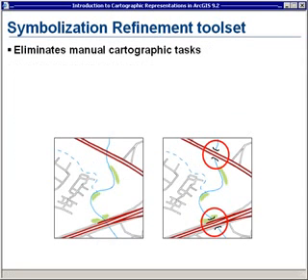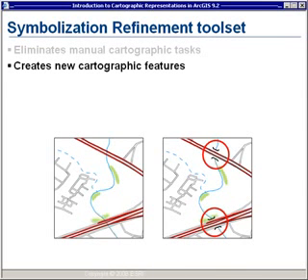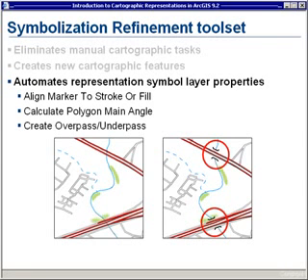The third new tool set is the symbolization refinement tool set, which is intended to automate what are currently some manual cartographic tasks, for example, some masking. In many cases, they create new cartographic features, or a couple of the tools will simply apply new information to existing feature class representations. And some examples here, the Align Marker to Stroke or Fill tool I will demonstrate shortly.